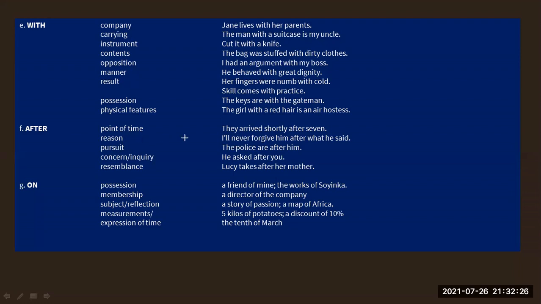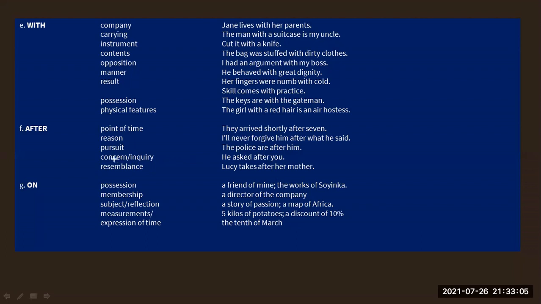differences in specific respects. So talking about reason, I will never forgive him after what he said. If someone says I will never forgive him, then what is the reason for this decision? After what he said, or because of what he said. All right. Then you can use after to indicate pursuit. The police are after him. That means they are in pursuit of him.